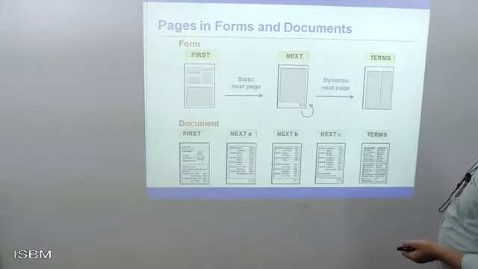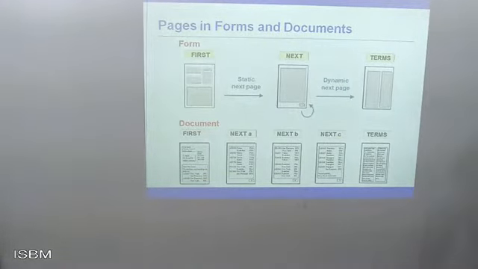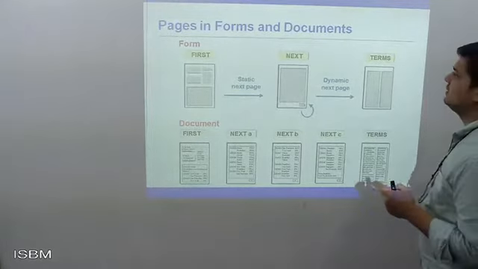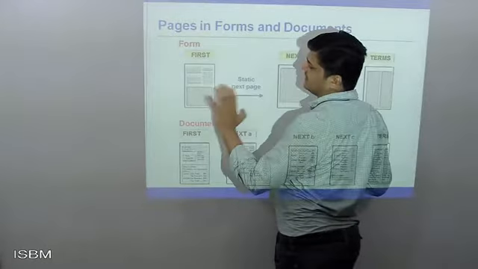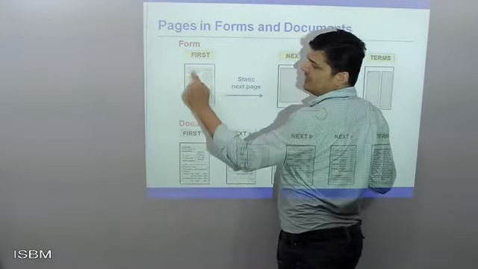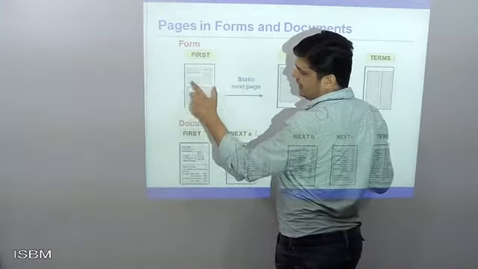So these are the pages in the form and document. You can see the first page, the next page, and the pages in forms and documents. This is the first page that I have shown you. Here we have a sender address, a customer address.